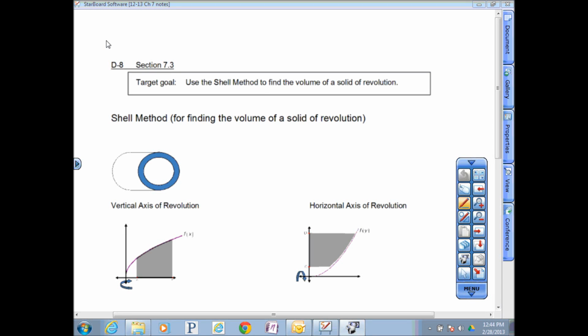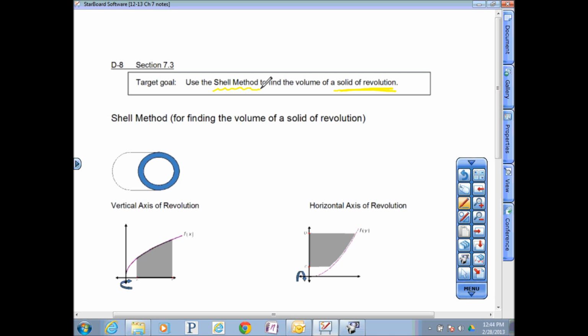Section 7.3 is another method, and we're going back to things revolving again. Things are moving around, and this one's going to be called the shell method. A lot of people think that shell method is their favorite one, but I think a lot of the reason it's their favorite is because it tends to be the one we understand best after we understand disk method and washer method. The biggest difference with shell method is that instead of making disks, we're going to create these little cylinders.